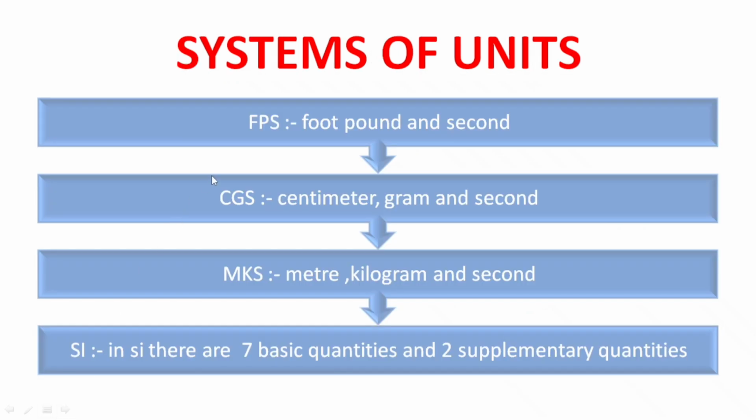System of units. See here, FPS means foot, pound, and second. The next one is CGS: centimeter, gram, and second. Another one is MKS: meter, kilogram, and second. In SI, there are 7 basic quantities and 2 supplementary quantities. Let us discuss these topics.